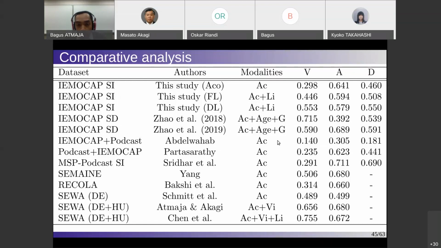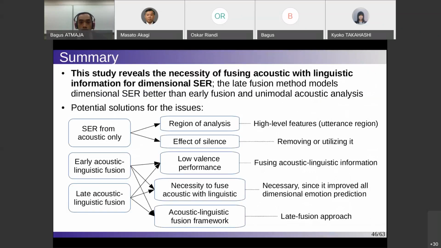And also if we compare with acoustic only with different dataset here, we obtain better result in valence here. And if we compare with the fusion of other modalities, for example, if we add visual here, the score is improved here. So if we use additional modalities or additional information in my research, I also will improve. But the benefit here, I only use acoustic and linguistic, and both information can be derived from speech only without addition of other modalities.